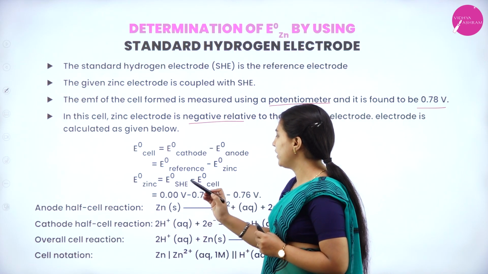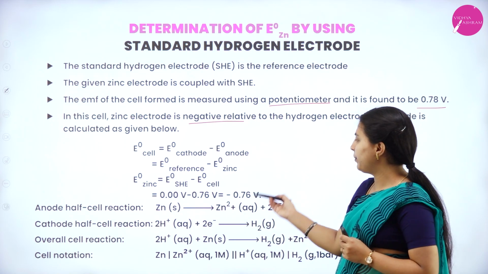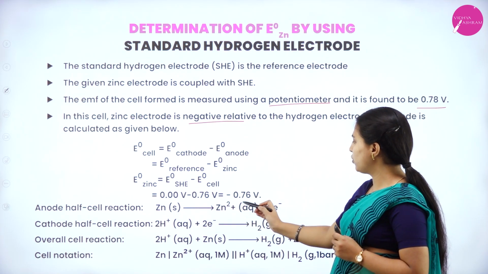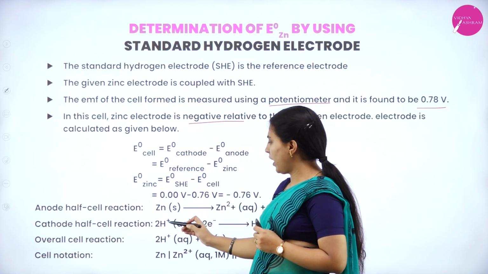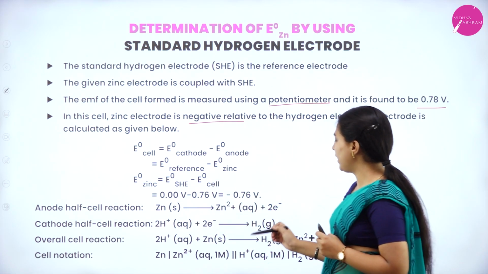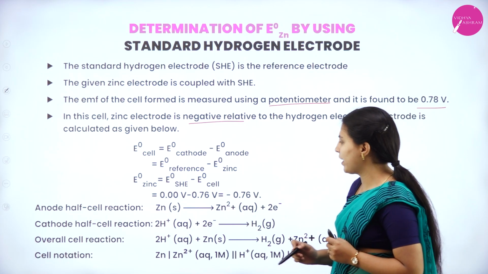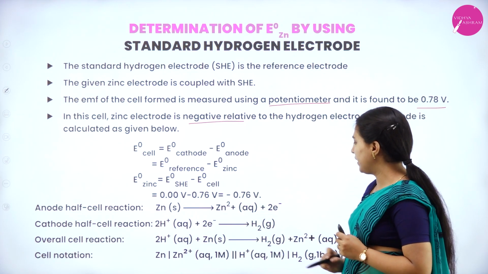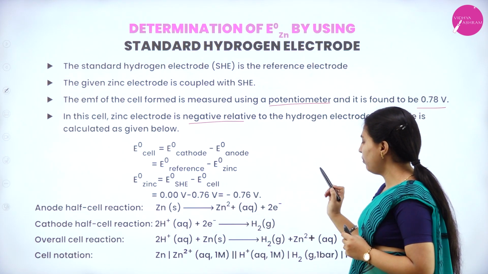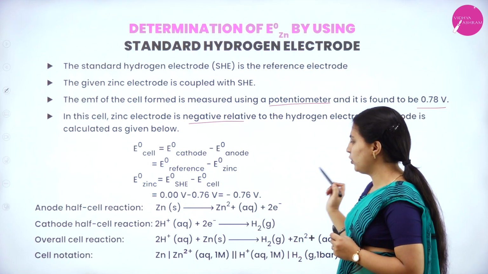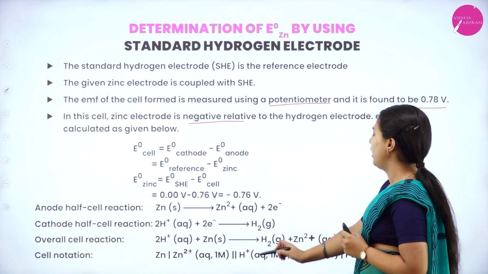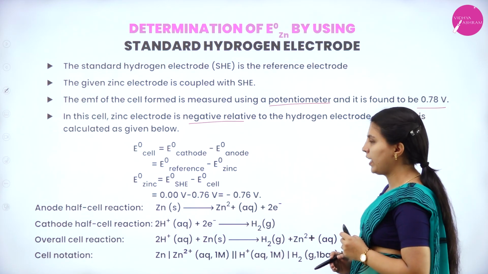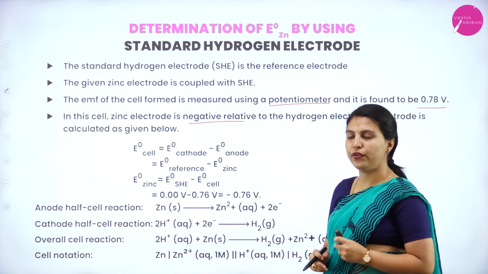Anode half reaction: zinc gives out electrons, Zn gives Zn 2 plus plus 2 electrons. Cathode half-cell reaction: here 2 H plus plus 2 electrons are added to give H2. Overall cell reaction: 2 H plus plus Zn gives rise to H2 plus Zn 2 plus. Cell notation: Zn in Zn 2 plus and hydrogen in hydrogen gas with platinum foil.